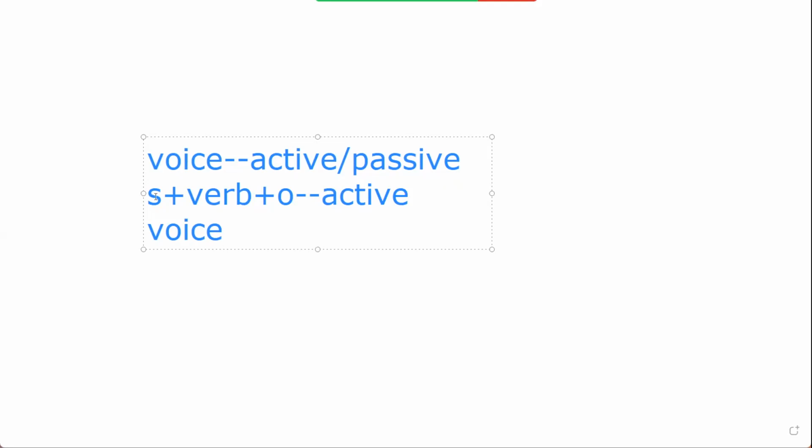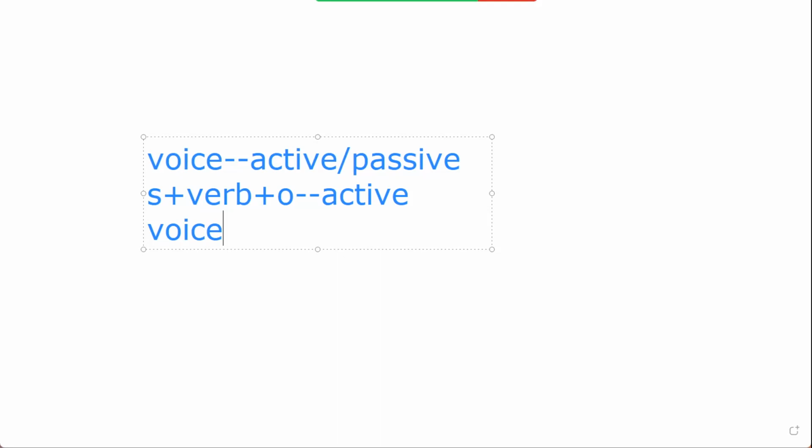Why active voice? We give so much emphasis on the active voice because active voice is easy to construct. Active voice is very simple to understand. Active voice is easily understandable by any person. It is very precise. It is short. So that's why we focus most of the time on the active voice.